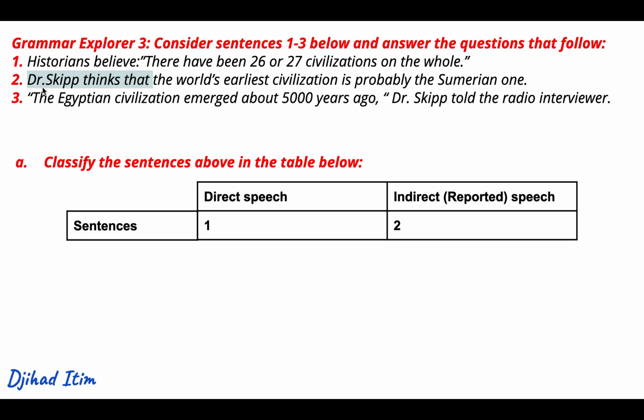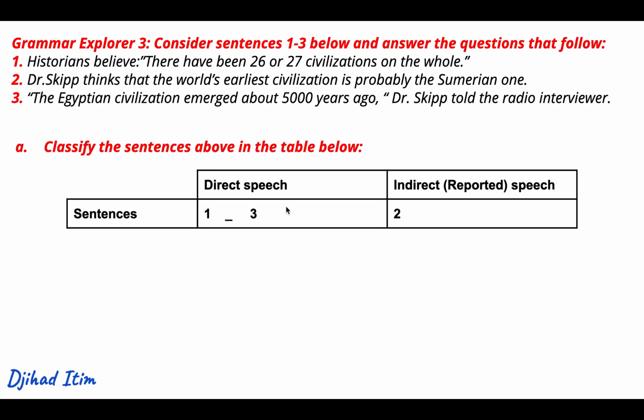Dr. Skip thinks that the world's earliest civilization is probably the Sumerian one. Here he is reporting, all right? And this is the reporting sentence, okay? The third one is direct speech. The Egyptian civilization emerged about 5,000 years ago. Inverted commas. Dr. Skip told the radio interviewer.